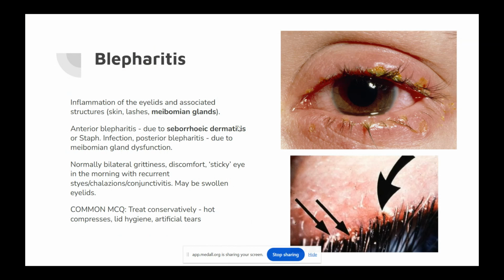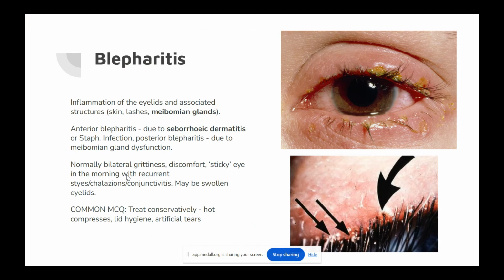So a guy with seborrheic dermatitis presents with a red eye. Make sure you rule out blepharitis because it's a very easy one to treat that you don't need to worry about, and you just want to get it out of the way. Again, a lot of the times it will be bilateral as well. You will have that discomfort and stickiness, and they love asking you how to treat it for some reason.